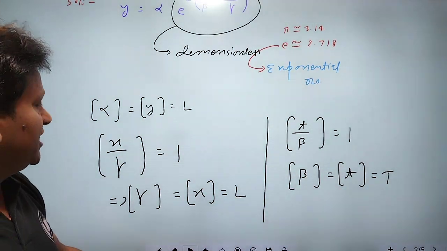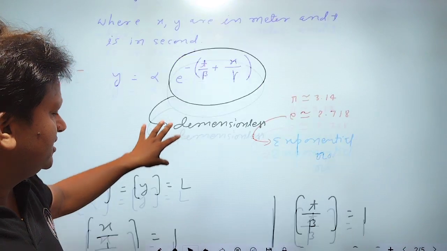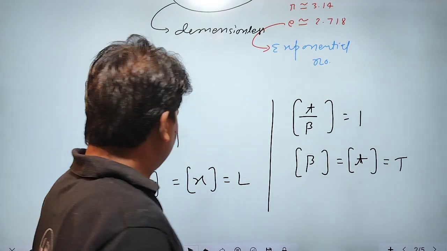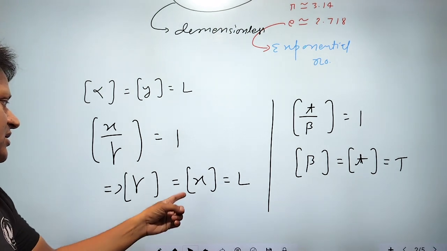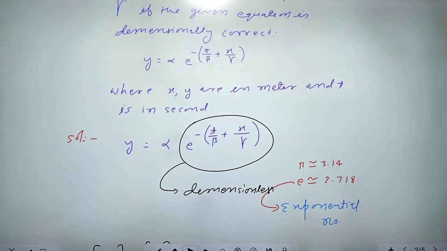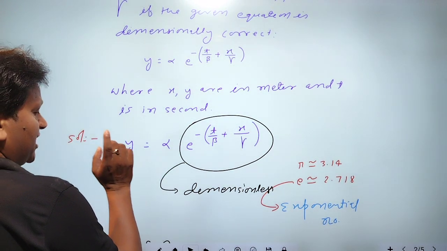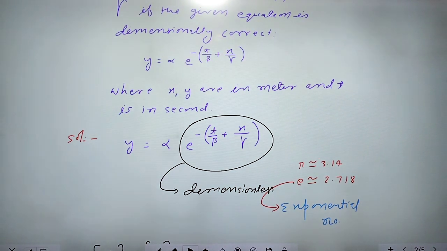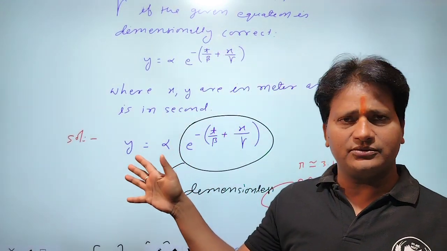Okay. Similarly, this also will be dimensionless. This means that x upon gamma should be equal to unity. Dimension of gamma will be equal to L because x is in meter. This is dimensionless. Therefore, dimension of alpha should be equal to dimension of pi, and pi is in meter. Therefore, dimension of alpha will be equal to L also. Okay.